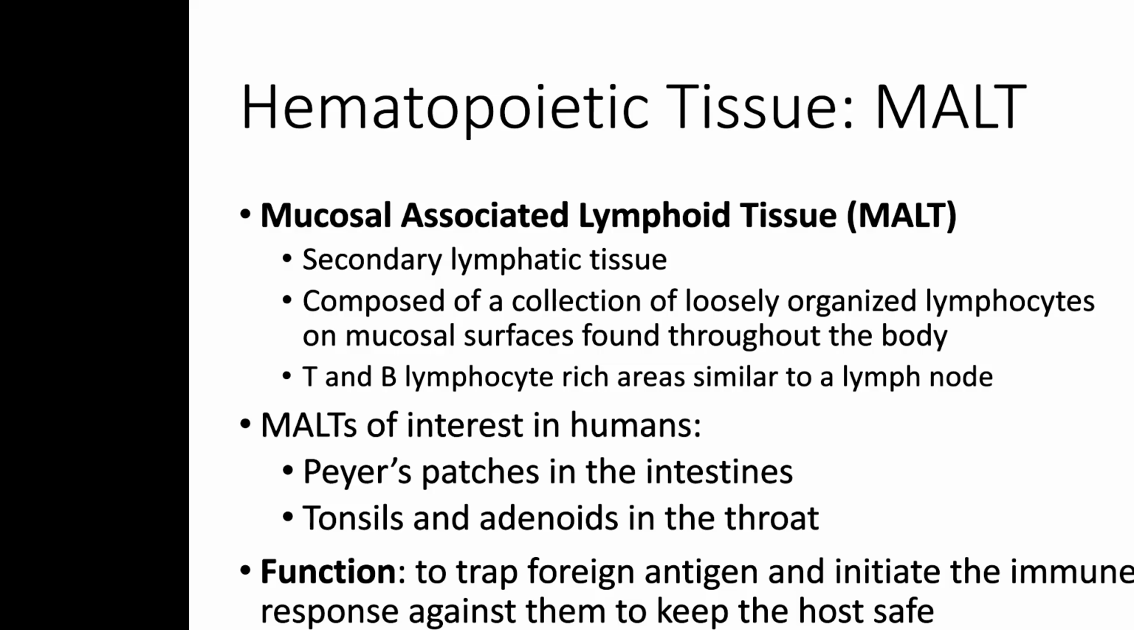Mucosal associated lymphoid tissue, also known as MALT, is secondary lymphatic tissue. They are generally organized lymphocytes that are found on your mucosal surfaces. What we really focus on are the Peyer's patches, which are found in your intestines, and tonsils and adenoids, which are found in your throat. The function of MALT is to help trap foreign antigens and initiate the immune response to help keep you safe. Any repeat exposures might lead to chronic inflammation, which is not great, which is why maybe you or a lot of your friends got your tonsils removed when you were young.